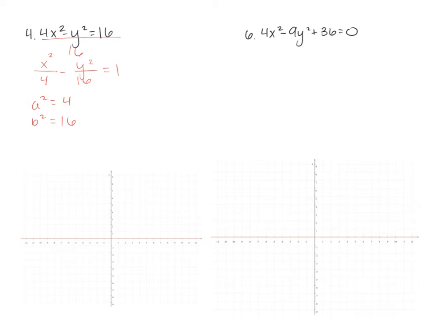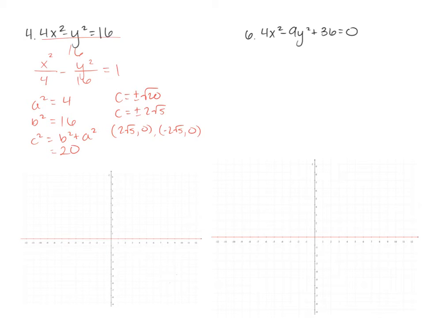And that means that c squared must be equal to b squared plus a squared. There's a typo in the notes on that. So that's 4 plus 16, so that's just 20. So my distance from my center to my foci is going to be plus or minus square root of 20, which is just plus or minus 2 root 5. So my foci are (2 root 5, 0) and (negative 2 root 5, 0).